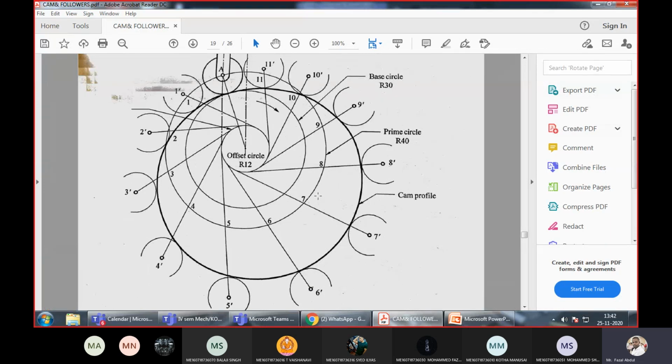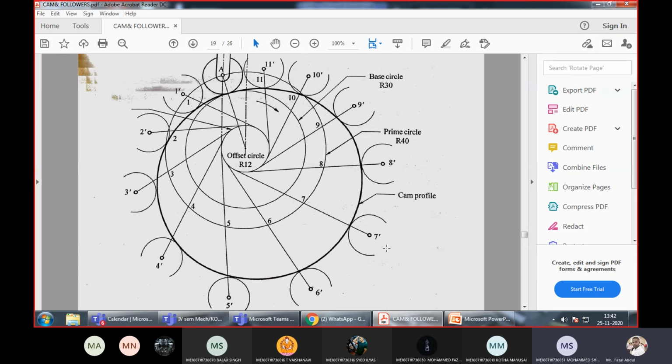Is it clear, Babu? Yes, sir, but the diagram which we got while doing is different from this one, sir, because the second point is coming outside. Have you drawn the figure? Outside the prime circle, sir. Which one were you drawing now? Oh, okay.